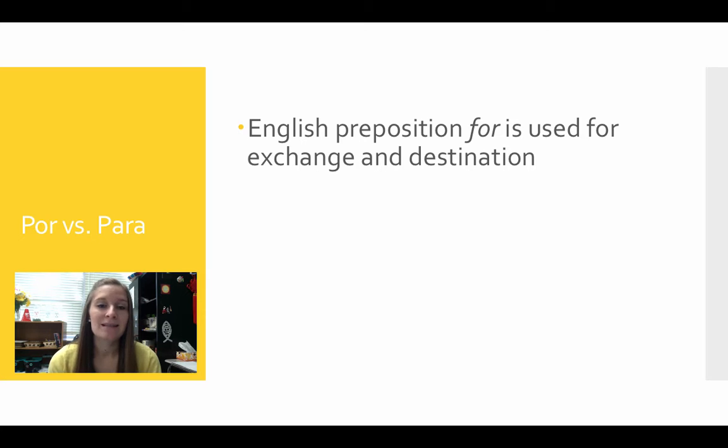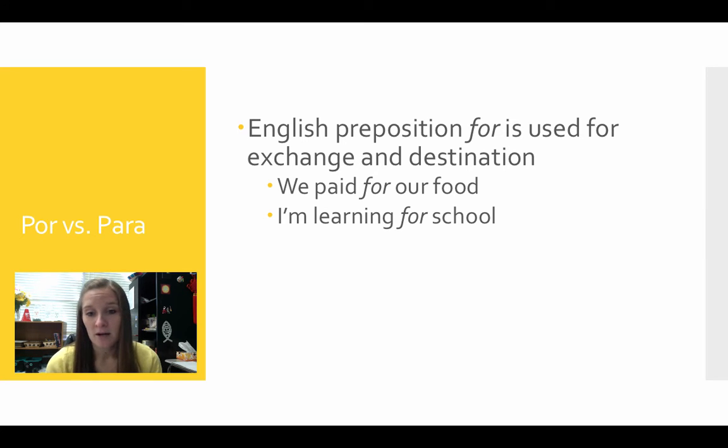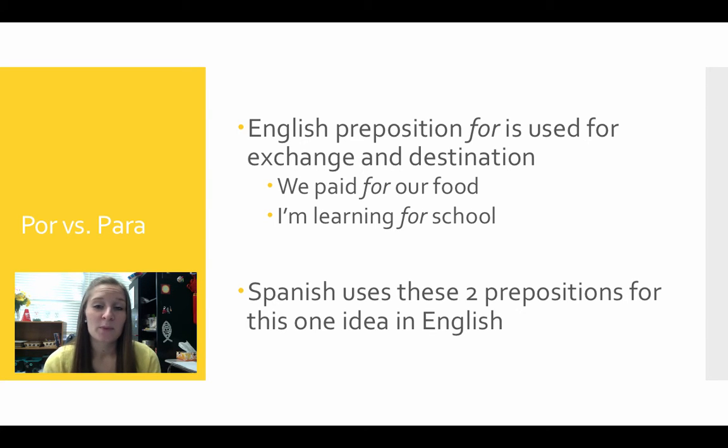Okay, so, ¿qué significa? Primero, por and para are both English prepositions which are used for. And in English, this preposition is used for exchange and destination. Por ejemplo, we paid for our food. That would be an exchange. I'm learning for school. That would be like the destination, the idea. However, in Spanish, instead of using one word, we have two prepositions for this one idea in English. So we have por and we have para. And we use them for different instances when we want to use for. So in English, it's a lot more general. In Spanish, it's a lot more specific.